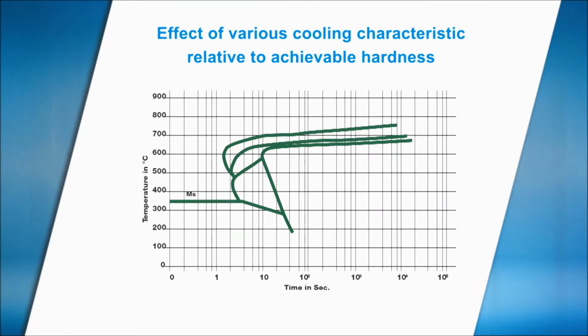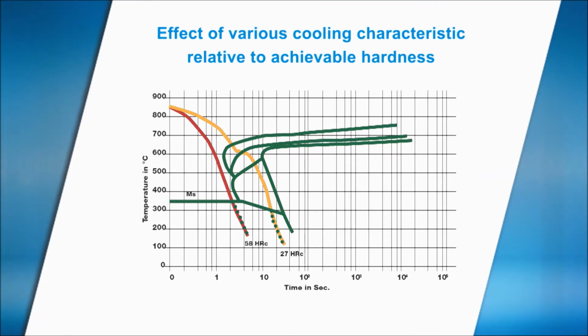The green lines show the typical time-temperature transformation diagram of a plain carbon steel grade. The cooling speed curves of two different quenching oils are shown in red and yellow. The red line shows quenching oil having a short vapor phase, and the yellow line indicates the quenching oil having a longer vapor phase.